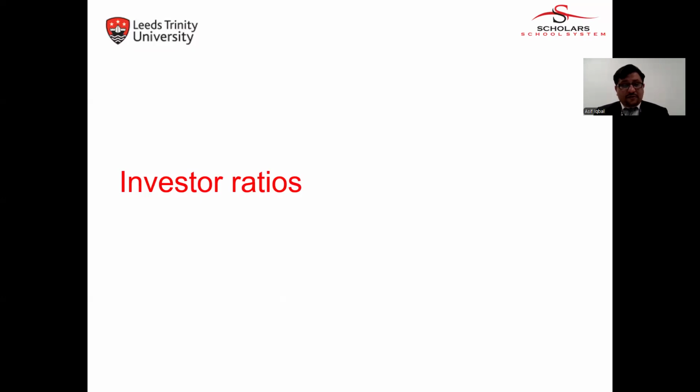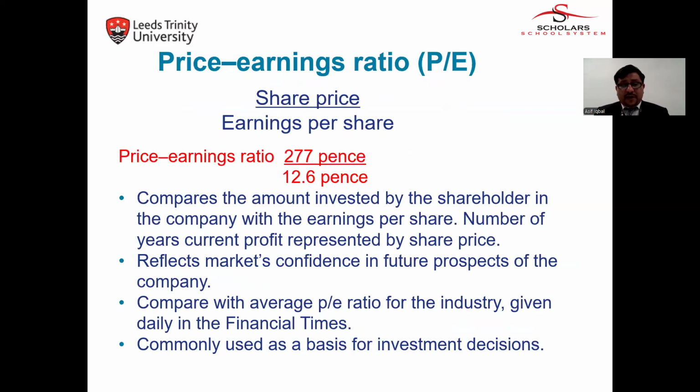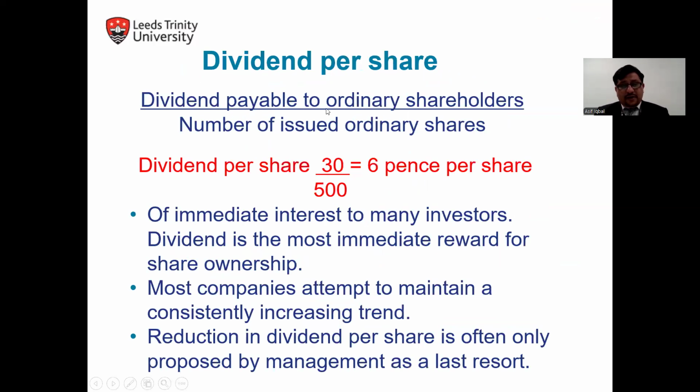There are different ratios. First of all, we'll look at the investor ratios. The investor ratios include earnings per share, where the ratio is profit after tax for ordinary shareholders divided by the number of issued ordinary shares. Then we have the price earnings ratio, which is the share price divided by the earnings per share. The next one is the dividend per share ratio, which is the dividend payable to ordinary shareholders divided by the number of issued ordinary shares.